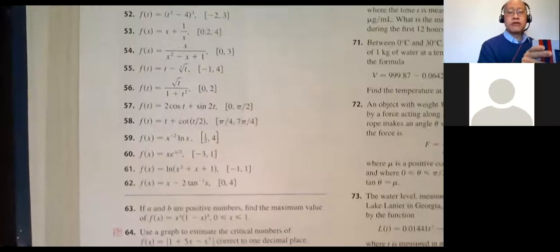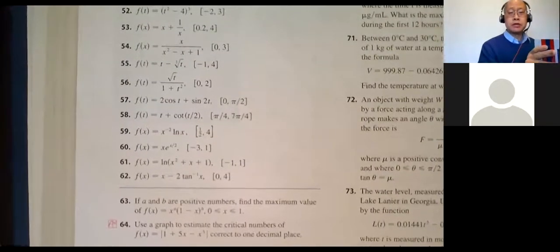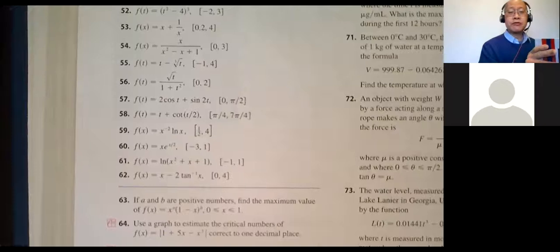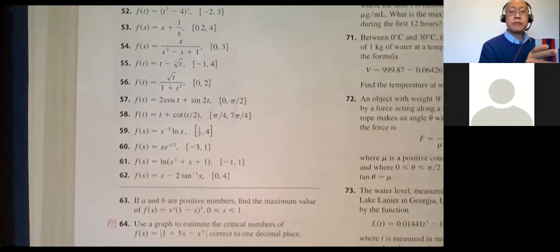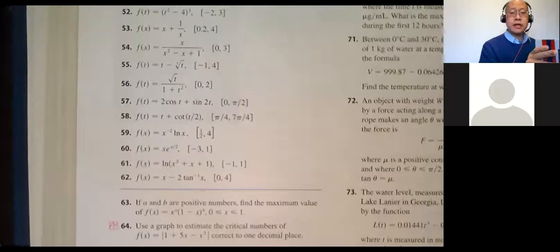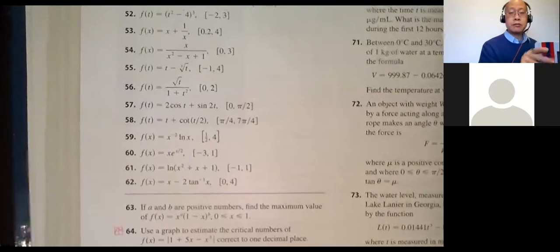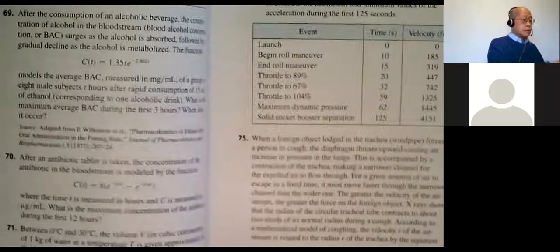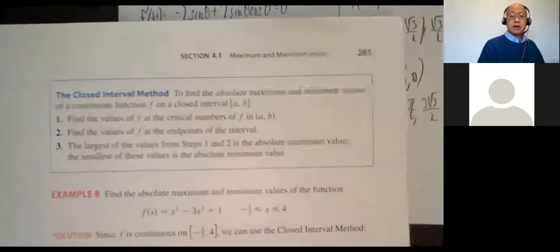So for sure, for these kind of problems, you're guaranteed to plug in 2 numbers. What 2 numbers do I have to plug in for problem 57? You have to plug in the 2 endpoints, 0 and pi over 2. That's a given. So what else do I plug in? Any critical numbers. Okay. So again, that's where you do this thing. Closed interval method.